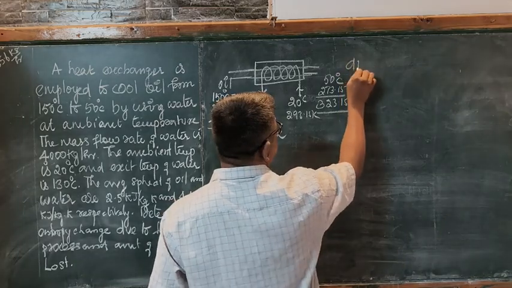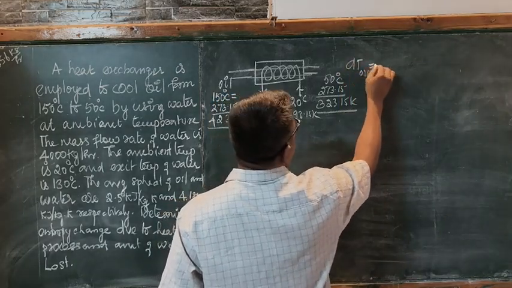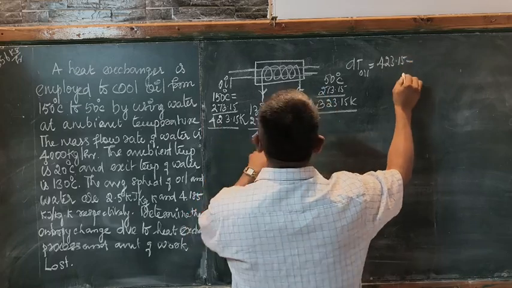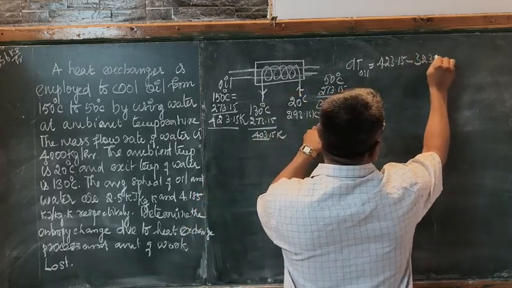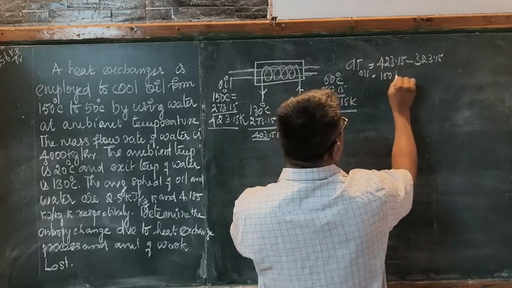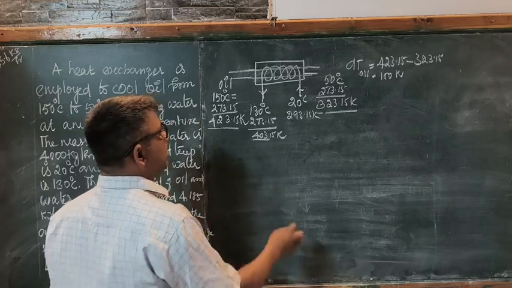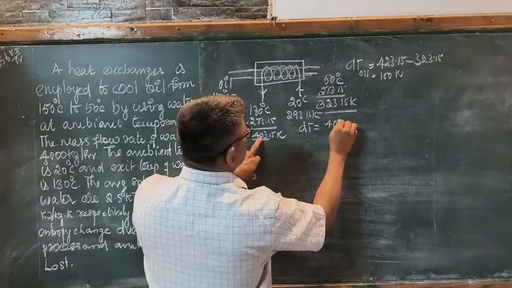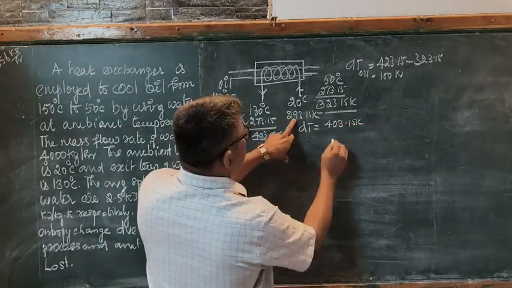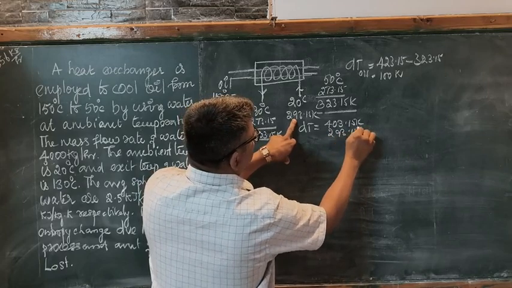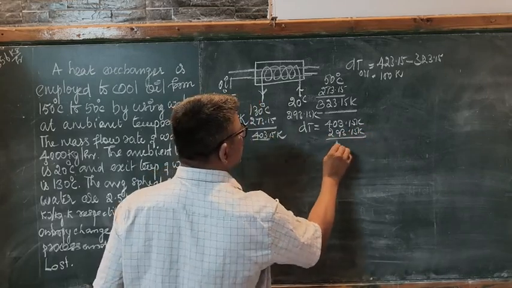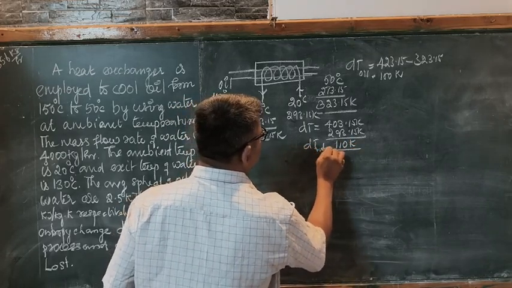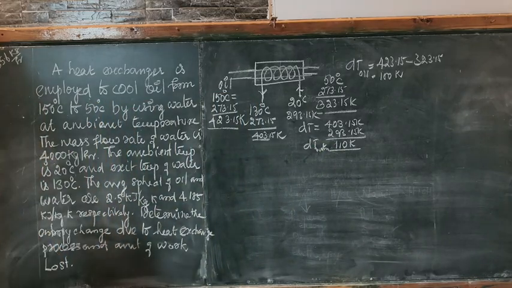The change in temperature, dT, for oil is the initial temperature 423.15 minus the final temperature 323.15, so 100 Kelvin. Similarly, dT for water is the final temperature 403.15 Kelvin minus the initial temperature 293.15 Kelvin, hence 110 Kelvin. Clear? Right, okay.